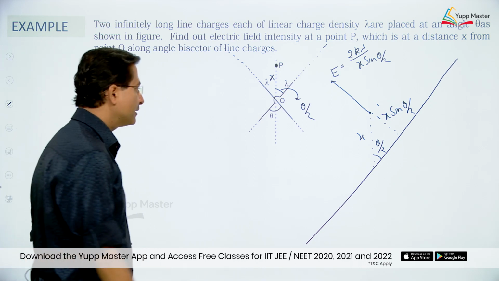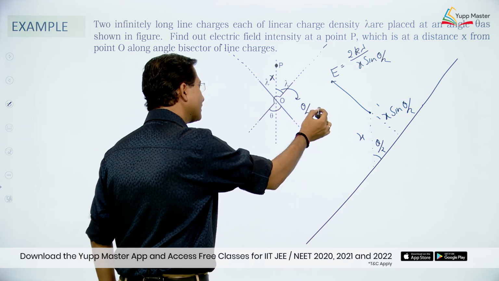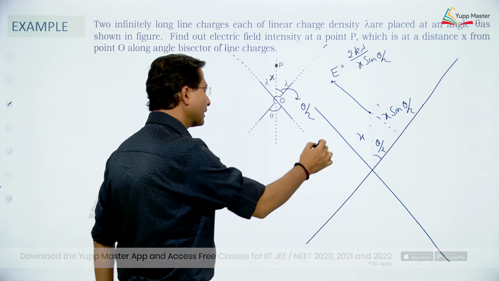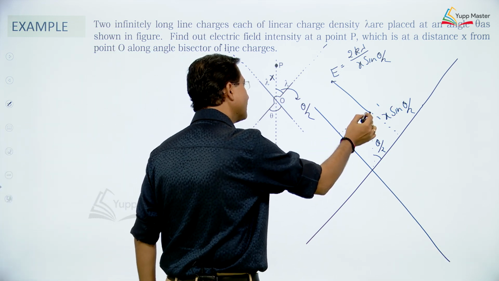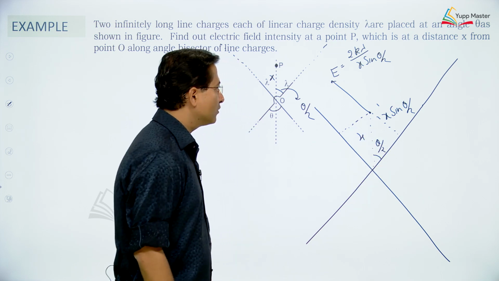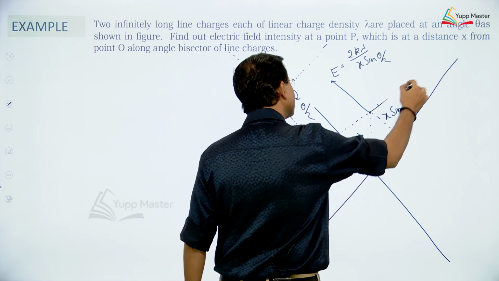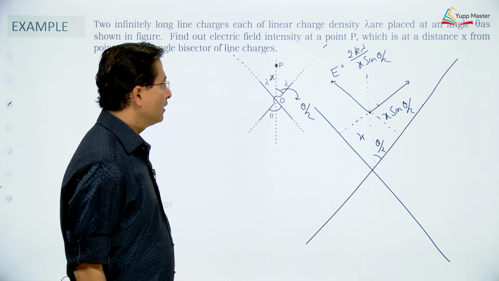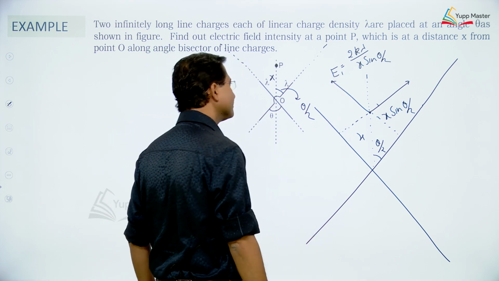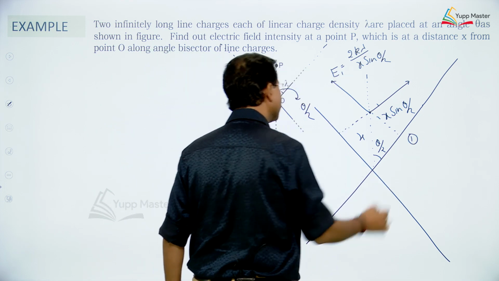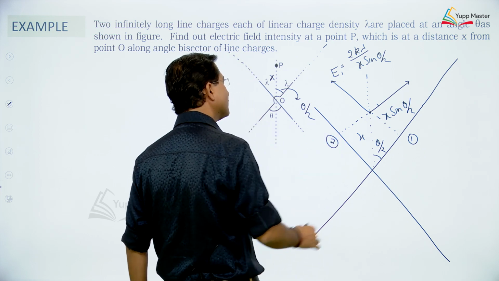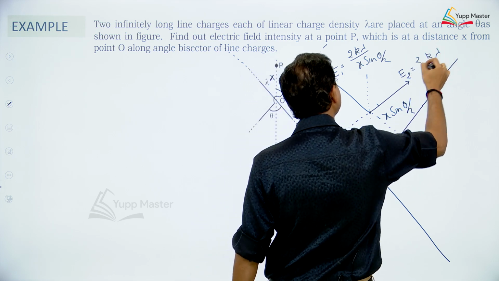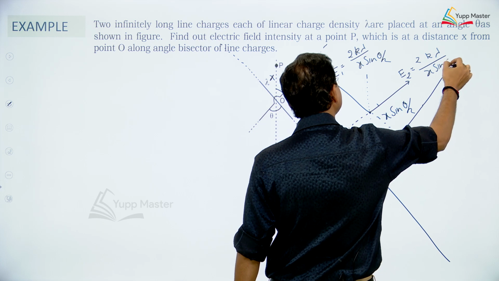Now let us take the next segment. Because of this other one, again I require a perpendicular distance. Parallel to this one its component will be 0, and perpendicular to this one the component will be like this. So let us call it E1 because of segment 1, and because of segment 2 let us call it E2. So E2 will be 2k lambda divided by x sine theta by 2, right.